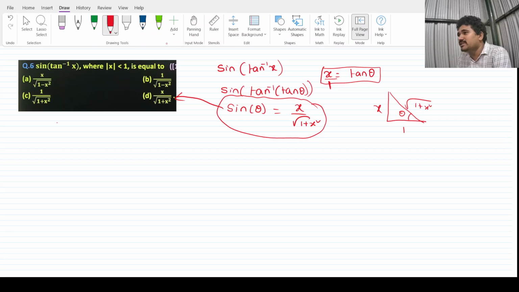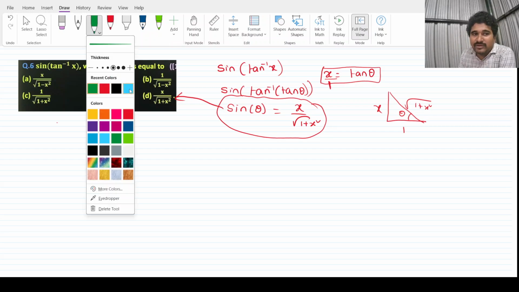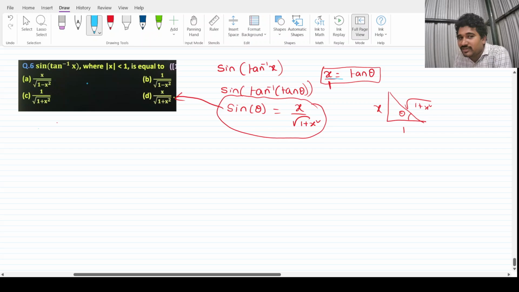Yes or no? What did you not understand? Sin theta is equal to x by how? Correct? But what I have assumed here, can you tell me that? X equal to tan theta.